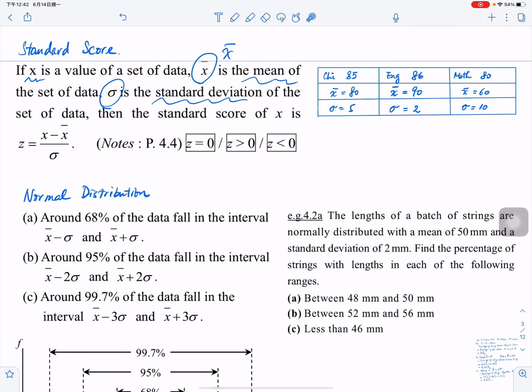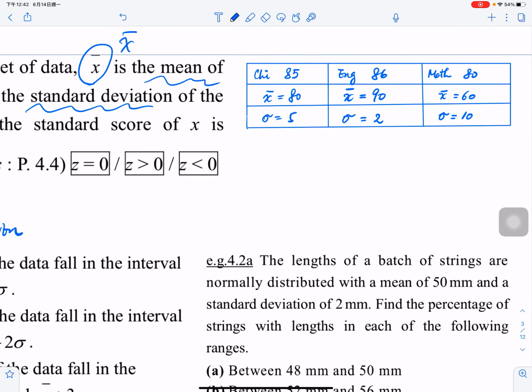And the formula for Z, the standard score, equals x minus the mean over the standard deviation. And the standard score may be positive, may be negative, may be 0. Okay, so let's have a look.